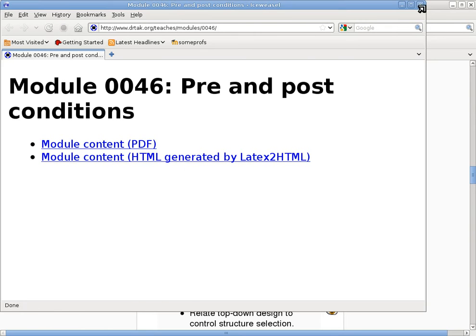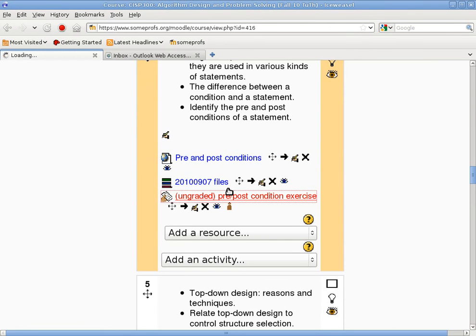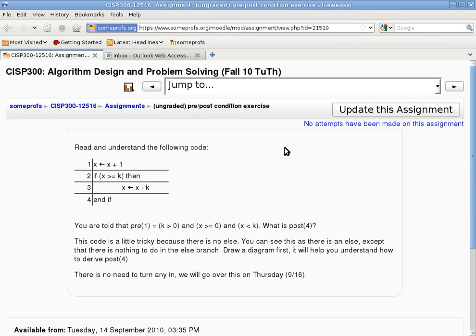Uh-oh, that's not it. That's not the assignment. Here, that's the assignment. Okay, so the assignment is giving you a little bit of code: x gets x plus 1, a conditional statement that does not have an else, which is something that we have seen already when we talked about conditional statements, but I really did not spend too much time talking about what happens when there's no else in a conditional statement.